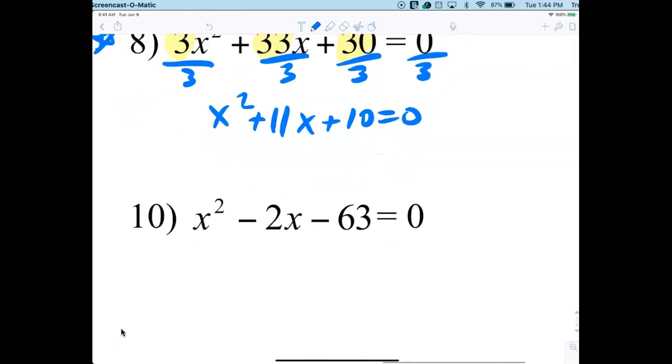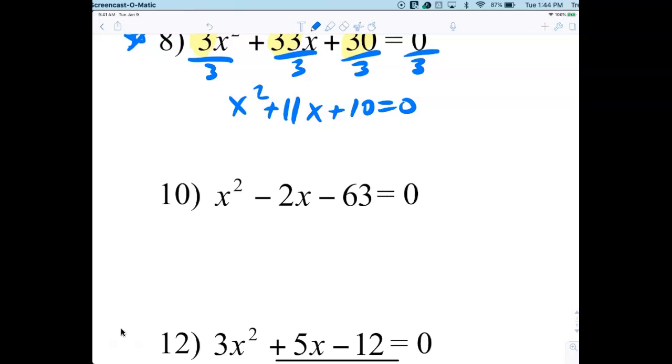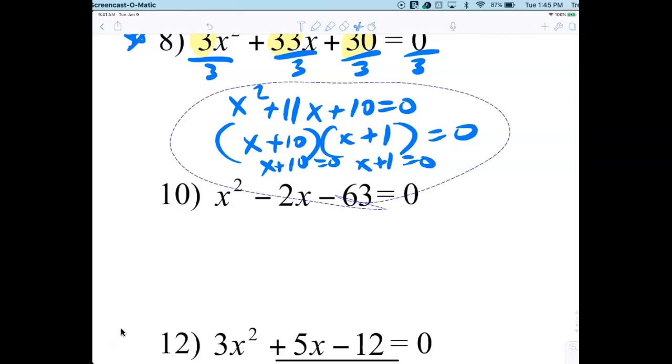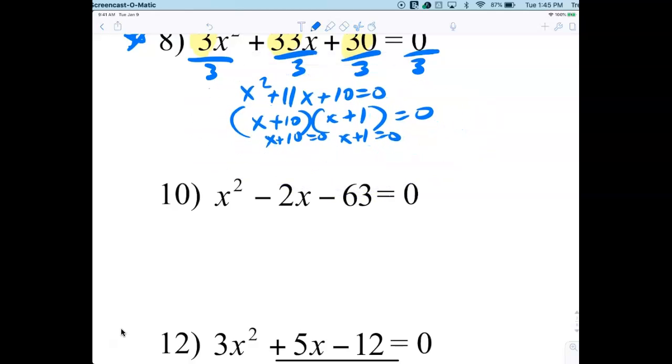Now at this stage you should be able to look at 10 and say, how do I make 11 with 10? 10 and 1. You don't have to go 5 and 2. You're trying to make 11. So here we go. X and x, plus 10, plus 1. X plus 10 equals 0. X plus 1 equals 0. Therefore x equals negative 10 or x equals negative 1.